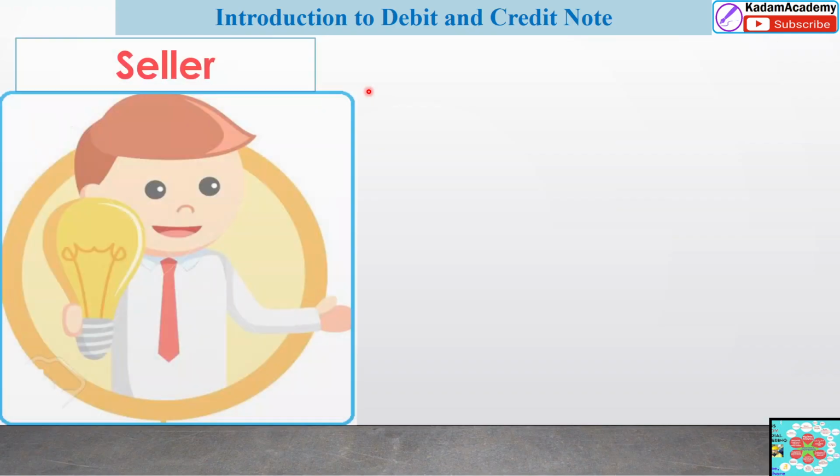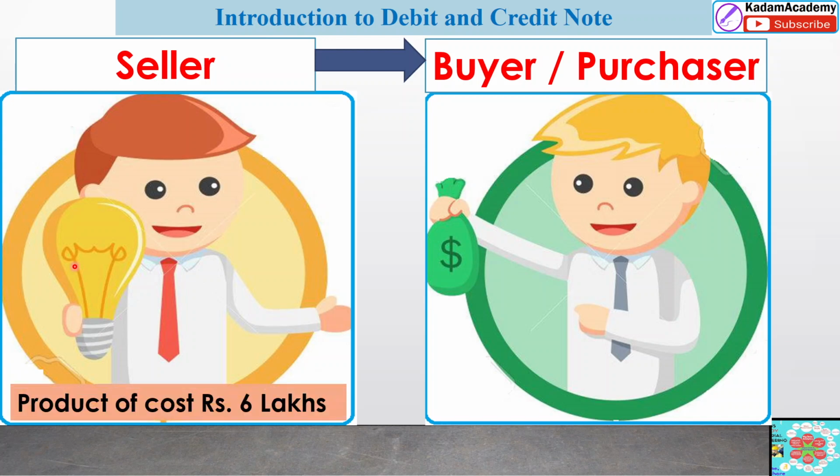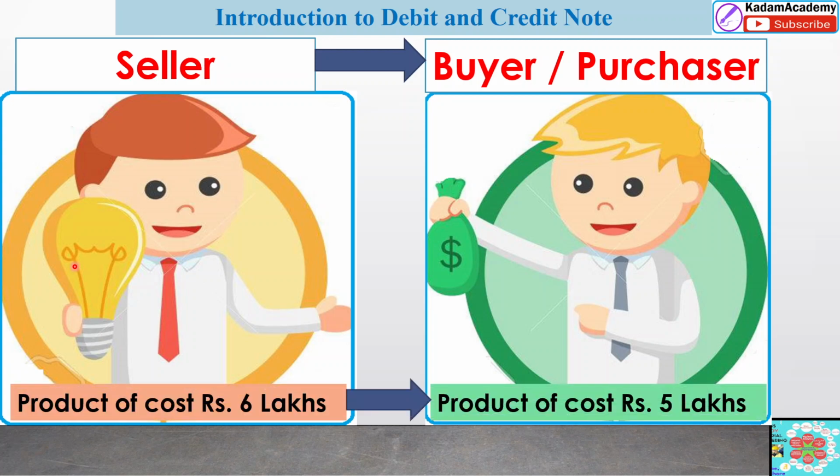Dear friends, see, this is the seller who is selling this product, and this sells to the buyer or purchaser. When he sells a product of cost 6 lakh rupees to the buyer or purchaser, out of this 6 lakh, 5 lakh product is correct, there is no quality issue, it is perfect, but 1 lakh cost product is said to be returned back to the seller.